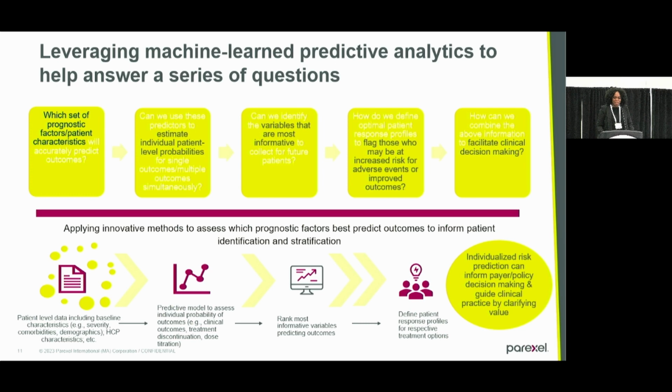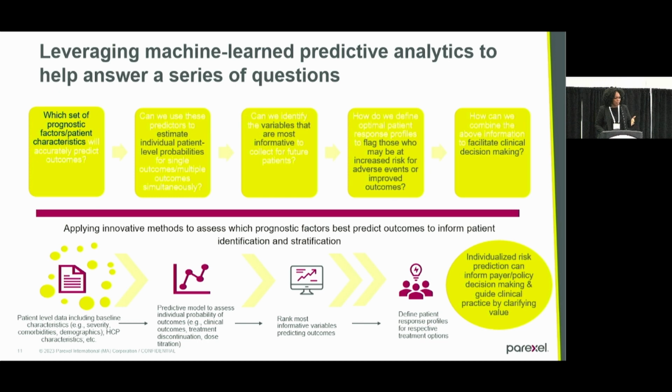Can you identify the variables that are most informative? So if you are looking at a model, can you rank your prognostic factors? How do you define the optimal response profiles? In other words, from a given sample of patients, who is best positioned to respond based on certain baseline characteristics? And how can you combine all of these to help inform your clinical decision making?